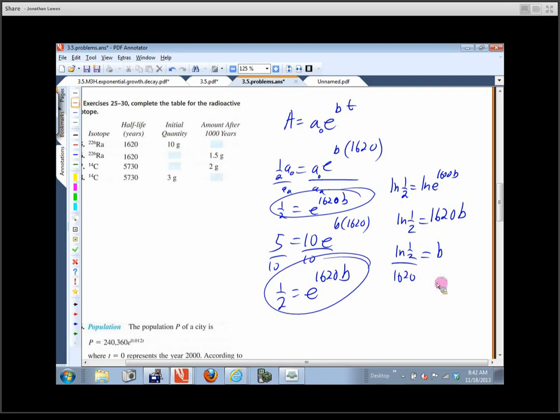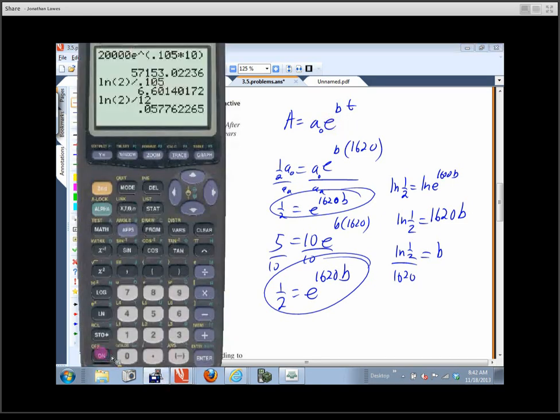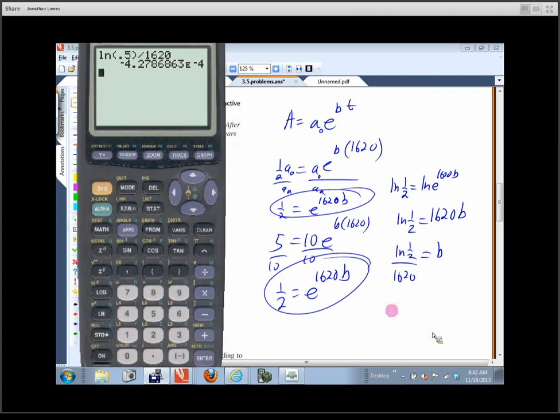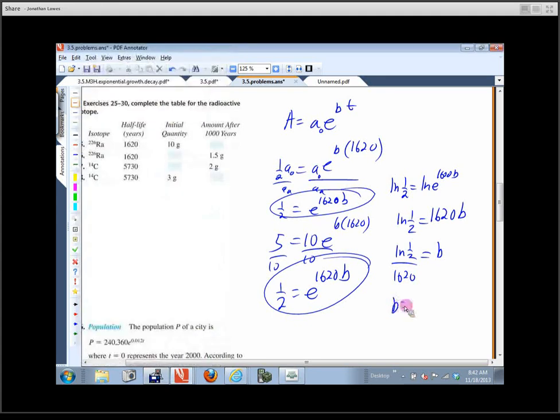Okay, now if we did this right, this is decay. What did I say we were expecting for this number right here? A negative. Let's check and see. So if I type this into the calculator, I'm going to do the ln of 1/2 or 0.5 divided by 1620. And there it is. Now, what does this mean right here? I'm not sure we've seen one of these in this class. What type of notation is this? Scientific notation.